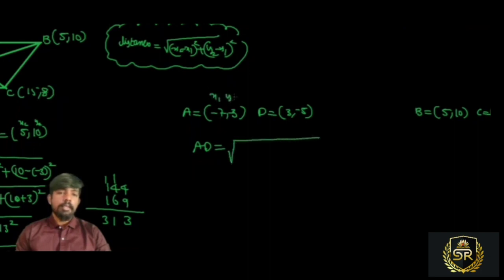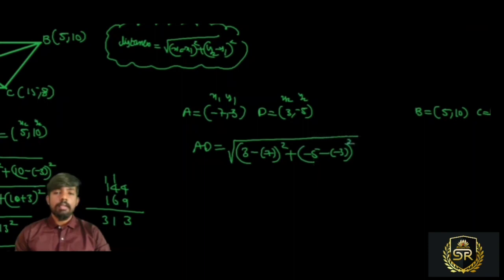This is x1, this is y1, this is x2, this is y2. x2 minus x1, 3 minus of minus 7, whole square, plus y2 minus y1, minus 5 minus 3, whole square. So root over 3 plus 7 is 10, whole square, plus minus 5 plus 3.